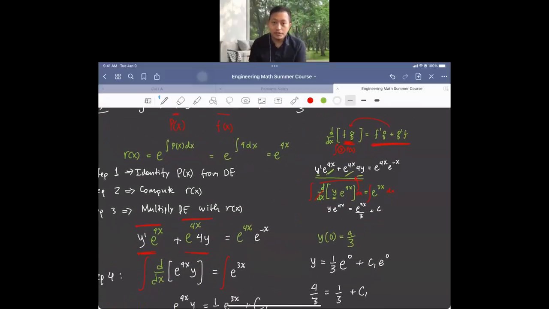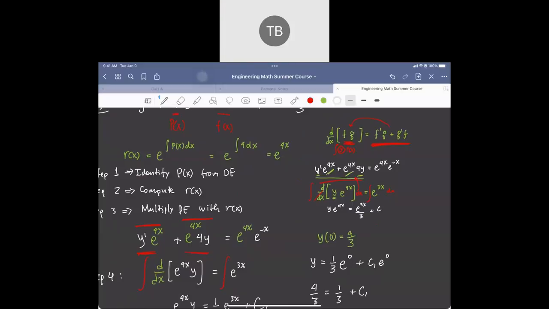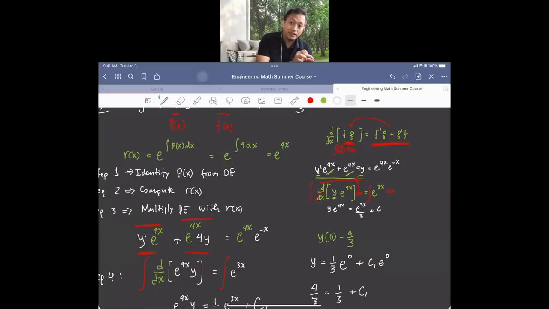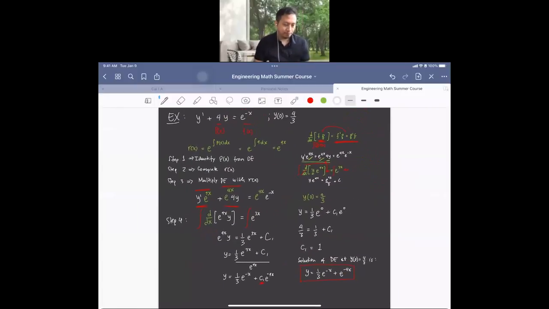So I got it now. Thank you, Professor. So that's why we need the integrating factor, so that we can find the product rule structure, and then we can move backwards. Okay. Thank you, Professor.